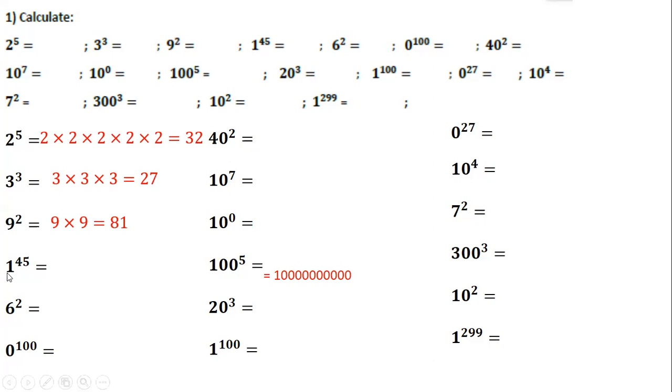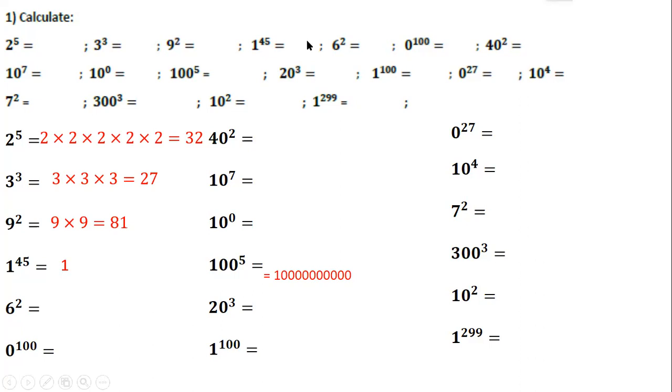Okay, please, Samia, look at 1 to the power 45. 1 is the base. I said when the base is 1, it's not necessary to write it as a multiplication sentence 1 times 1 times 1 times 1 times 1. Why? Because the answer will always be how much? 1. So directly I write the answer 1. Okay?